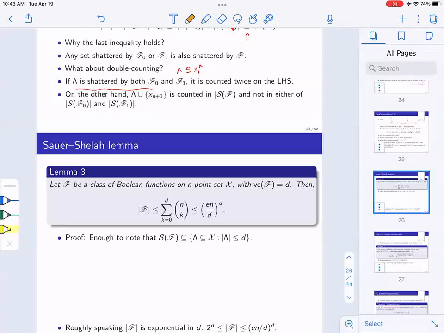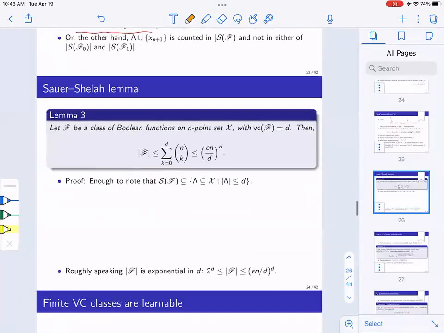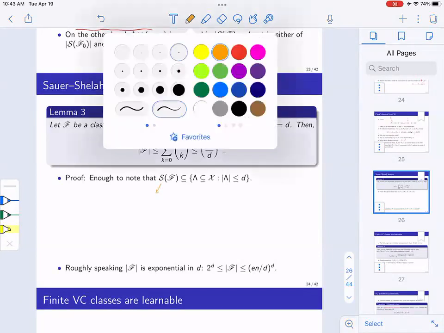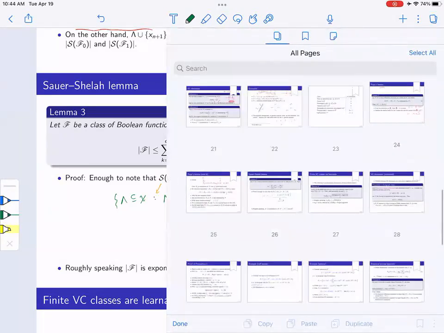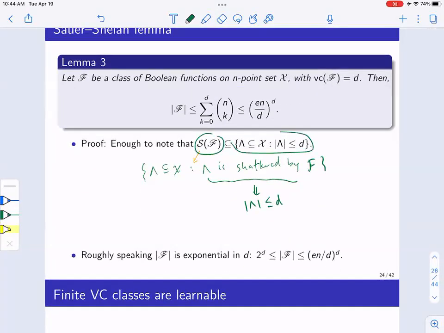The proof is very simple once you have Pajor's lemma. The idea is that because of the VC dimension, remember S is the set of all lambda subsets of X such that lambda is shattered by F. By the definition of the VC dimension, if lambda is shattered, the cardinality has to be at most D, because the VC dimension is D. Otherwise, if the cardinality were bigger, like D plus 1, then the VC dimension would be at least D plus 1. So this set is included in another set, and the cardinality of this is going to be bounded by the cardinality of that other set.